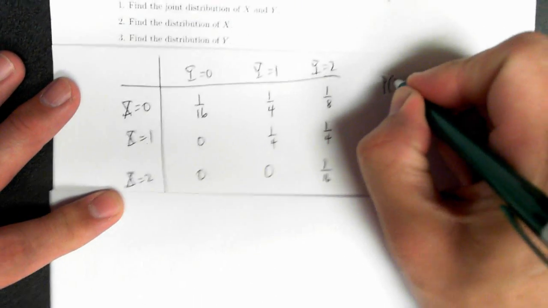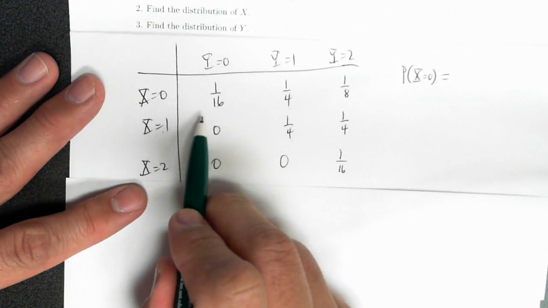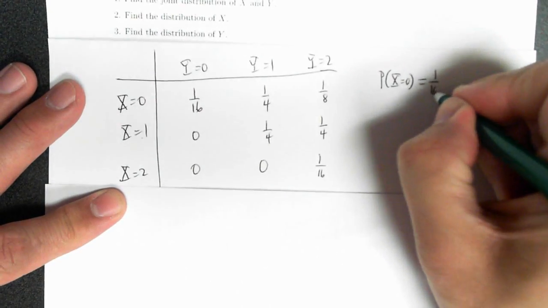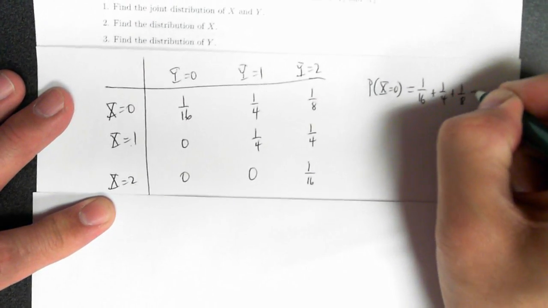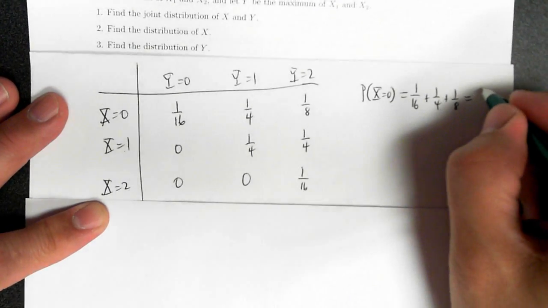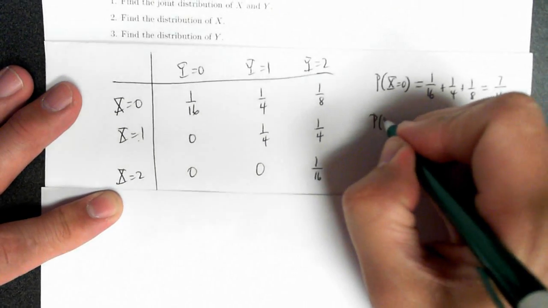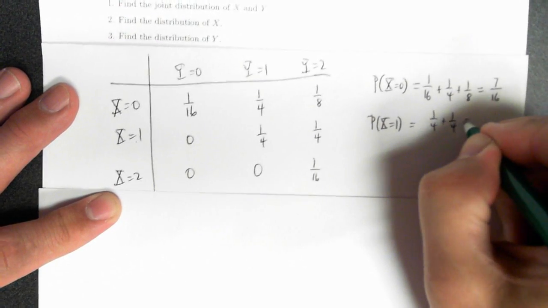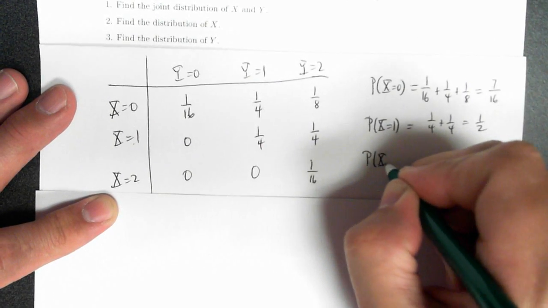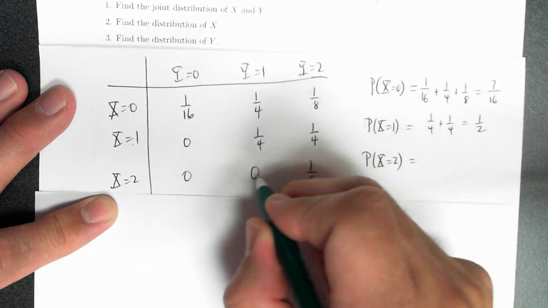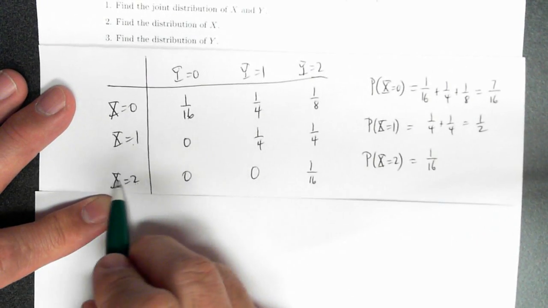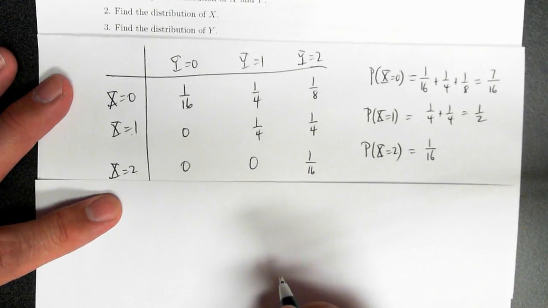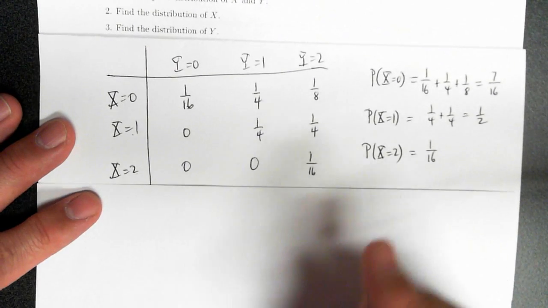So the probability that x is equal to 0 will be equal to 1/16 plus a fourth plus an eighth. And that works out to be 7/16. The probability that the minimum is 1 will be a fourth plus a fourth. That's a half. And finally, the chance that x equals 2 will be equal to 1/16. So just adding along the rows. Same story for y. If I want to find the distribution for y, I add along the columns.